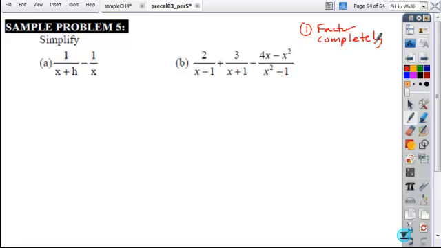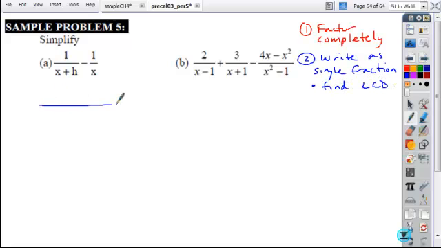All right, so step one is to completely factor. In this first example, it's already written in factored form, so you can jump to the next step. Step two is to write the entire expression as a single fraction, and the way that you do this is you're going to find the LCD.